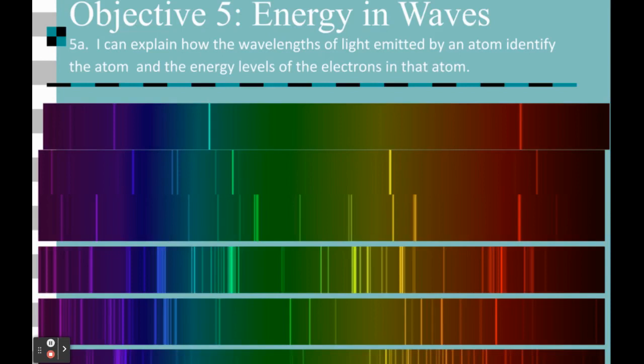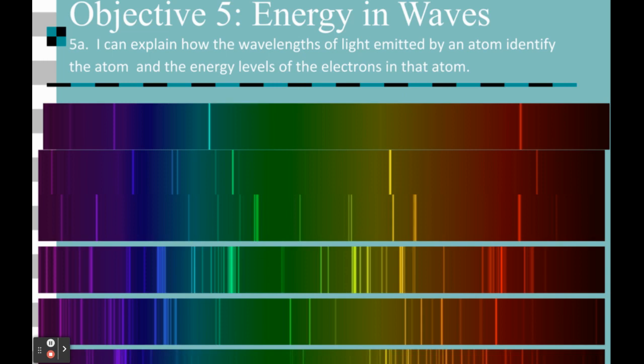Hello, this is Mrs. Decker, and this is notes on Objective 5, Energy in Waves. Objective 5 only has one I can statement in it, and it is I can explain how the wavelengths of light emitted by an atom identify the atom and the energy levels of the electrons in that atom.